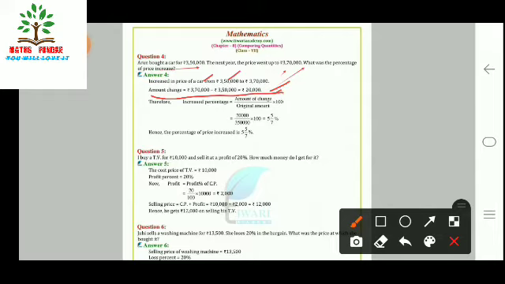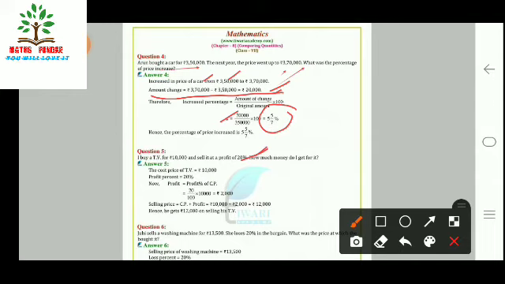Then the increased percentage will be the amount of change over the original amount into 100, which is 20,000 over 3,50,000 multiplied by 100, which is equal to 5 whole 5 upon 7%. So the price increased by 5 whole 5 upon 7 percent.